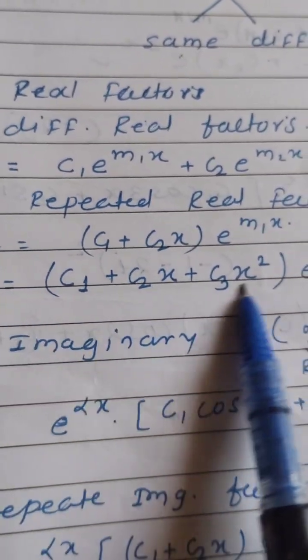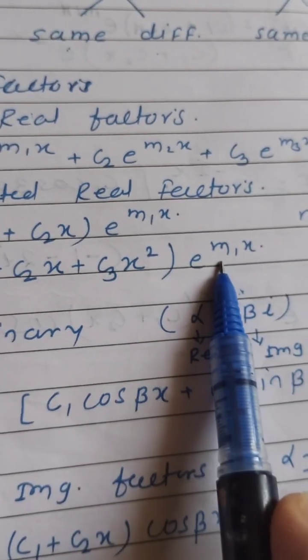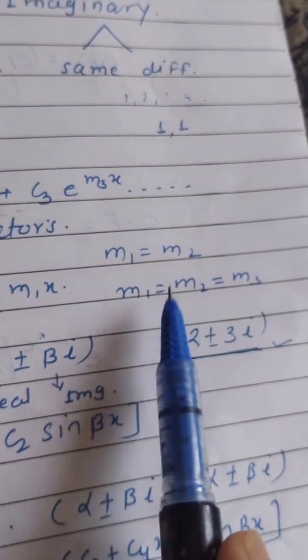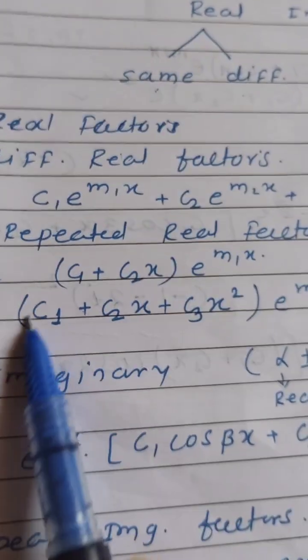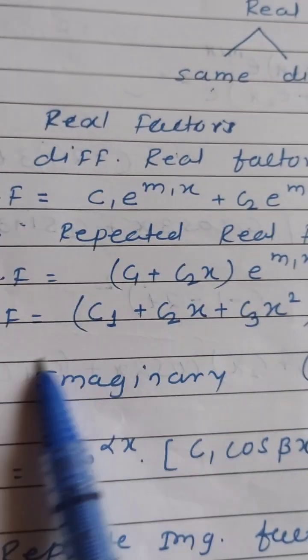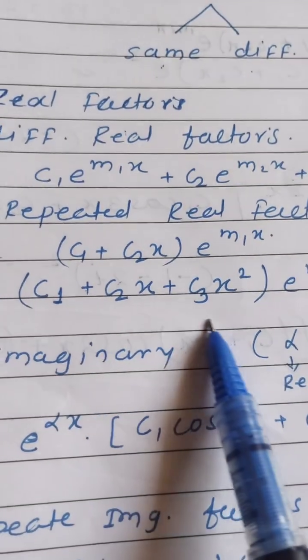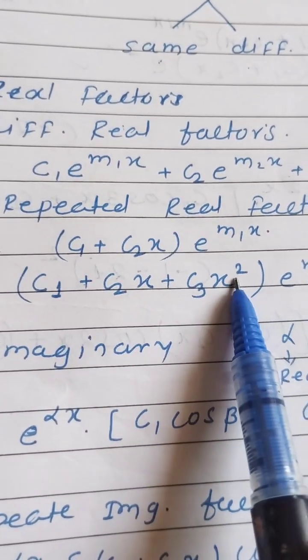So this whole term as it is we want to write, just replace e raised to m1x, means m1 we will write this number. For example, 2 2 2 we got, so e raised to 2x only, and all this will be the same. Just in this second method this extra term is added, means c3x square.